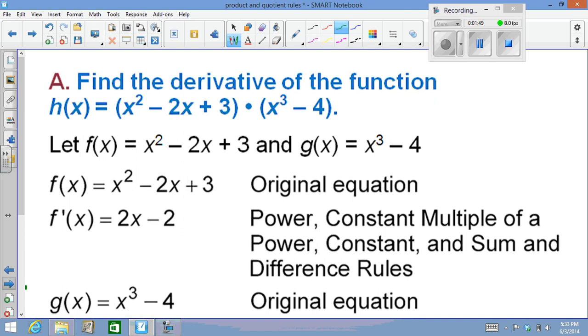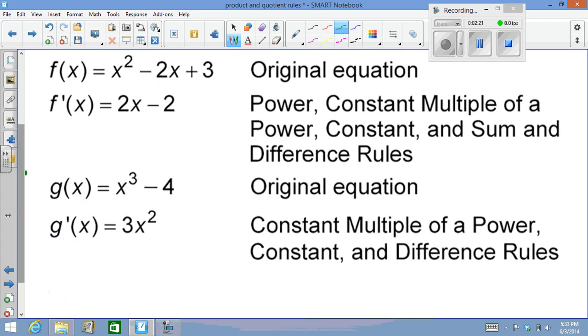So if I'm taking the derivative of this polynomial, I have x squared minus 2x plus 3 times x cubed minus 4. What our book says to do is to take the derivative of the first item. So the first item is x squared minus 2x plus 3. If I take the derivative of that, I would get 2x minus 2. And that would be the derivative of the first item, or f prime of x. Then I'm going to take the derivative of the second item, which is x cubed minus 4. When I take the derivative of x cubed minus 4, I'm going to get 3x squared. So that would be our g prime of x, since that's our second term. So that's 3x squared there.